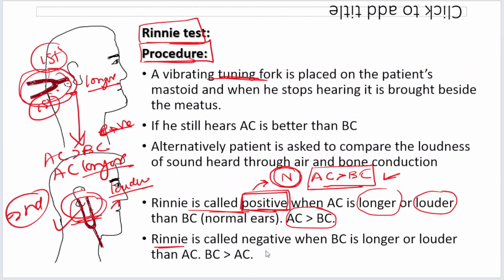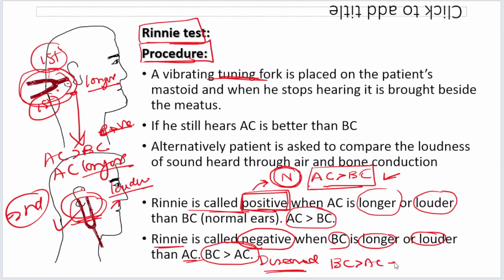Now Rinne is called negative when the bone conduction is longer or louder than air conduction. When the bone conduction is better than air conduction, so this is what is diseased. So this does not happen in day-to-day life. Okay. So bone conduction is better than air conduction, then you say Rinne is negative. Rinne negative is associated with disease. Rinne positive is normal.